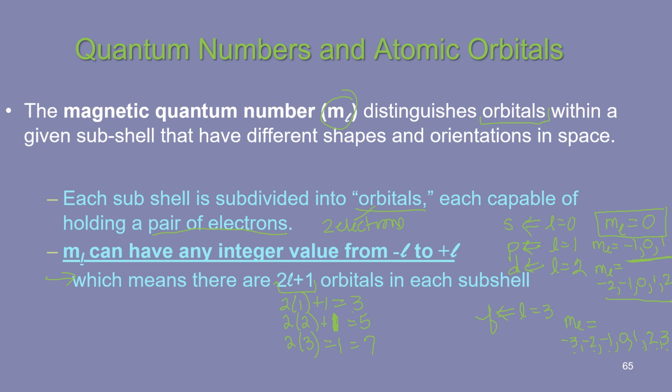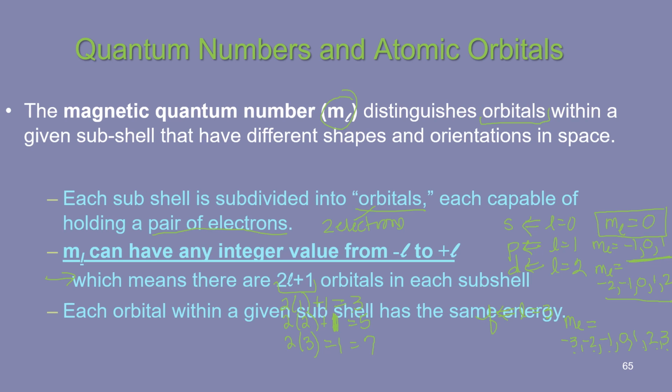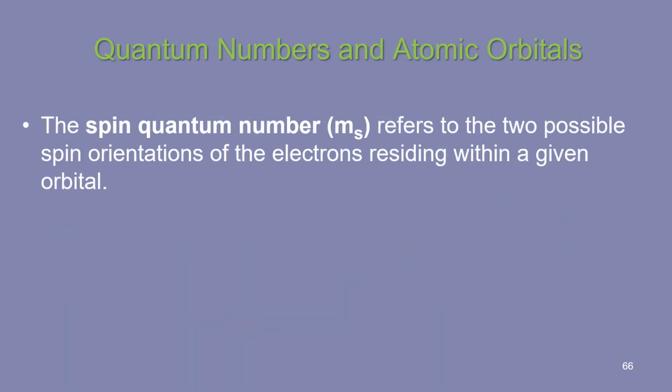Each orbital within a given subshell has the same energy. I'll show you that on the next slide. I'm not going to talk about the spin quantum number yet, but let me draw you something here, and then I'll erase it before I talk about the spin quantum number.